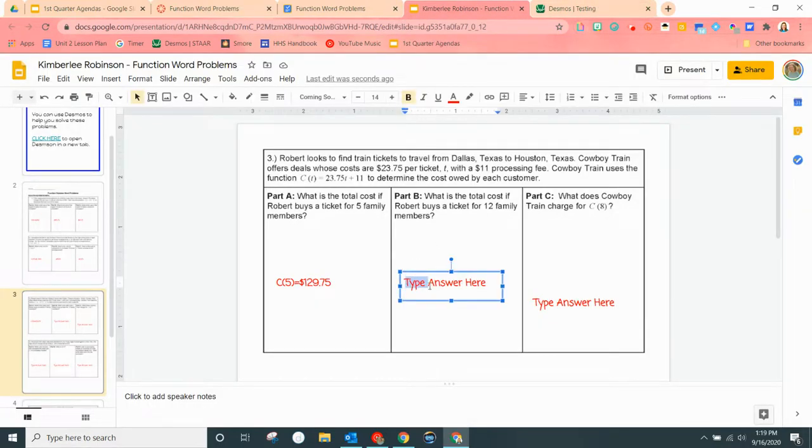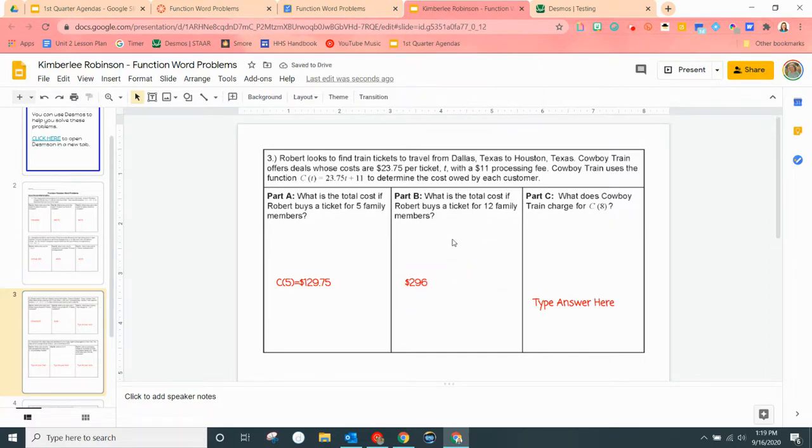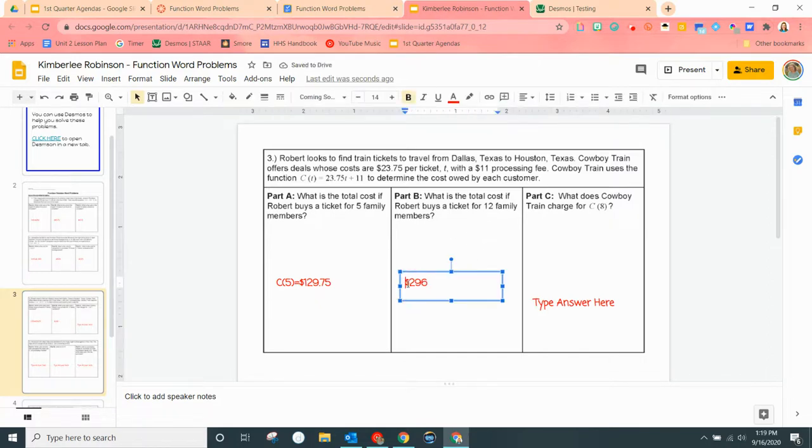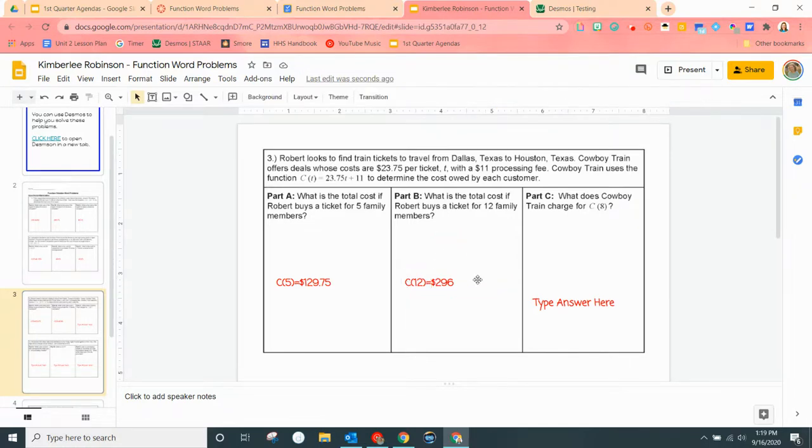Are y'all getting this? About this time you may be like, Miss Robinson, I don't need to watch this video anymore. I can do this on my own. So that's awesome. So if we want to put this in function notation, we're actually saying C of 12 equals our function evaluated at 12 equals 296. Okay.